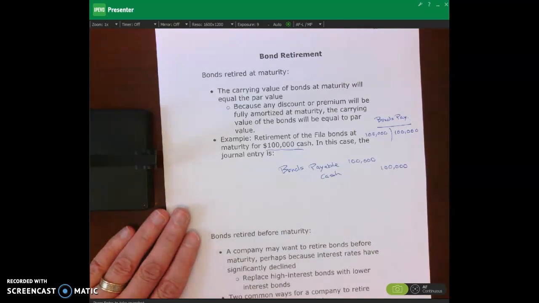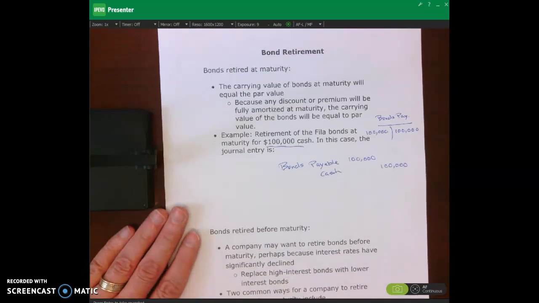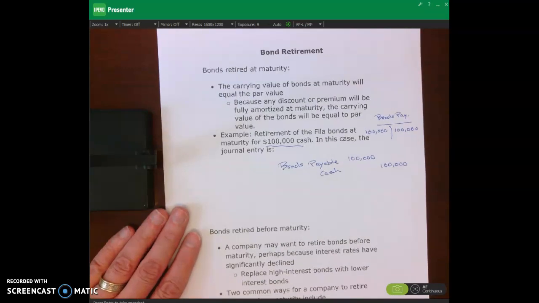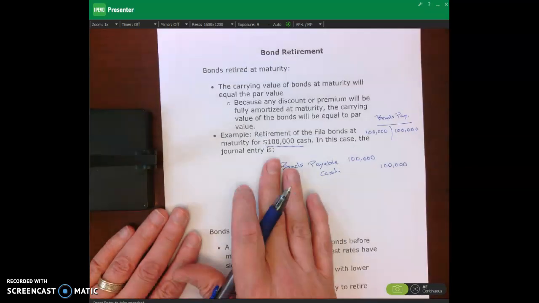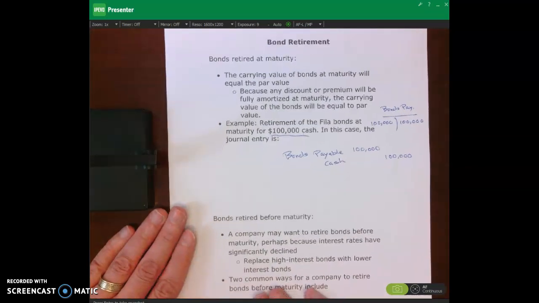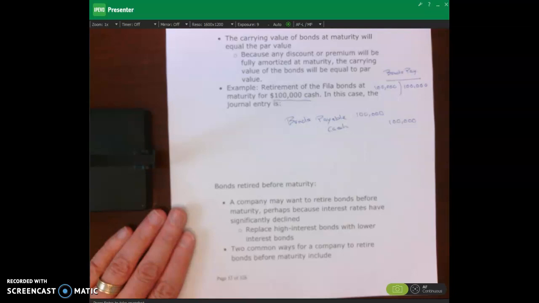The harder ones are, well, what happens when you retire the bonds before maturity? You basically pay off the bonds before they're due. Why would a company want to do that? Why won't they just wait to maturity? They certainly could, but there are some other reasons why a company might want to do this.